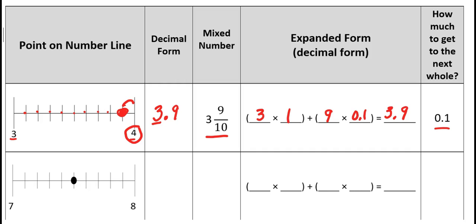This time I'm given the point on the number line. It's in between 7 and 8. I'm not quite to 8 yet, so I know that I have 7 wholes, and then I just need to count. I have 1, 2, 3, 4, 5/10 on the number line. So I'll put the 5/10 as my decimal. As a mixed number then, I have 7 wholes and 5/10. And in expanded form, I have 7 times 1 to give me 7 wholes, and then 5 groups of 1/10 to give me the 5/10. And again, in decimal form, that would be 7 and 5/10.